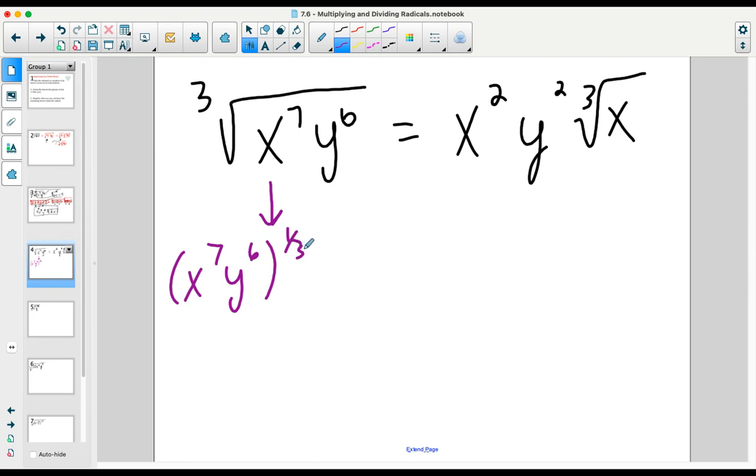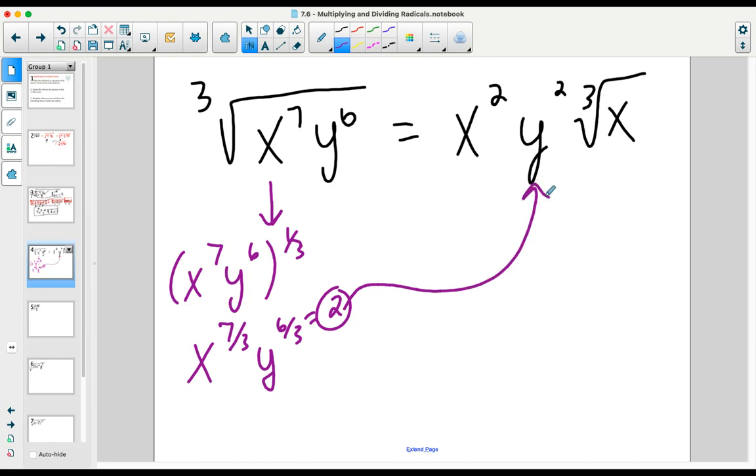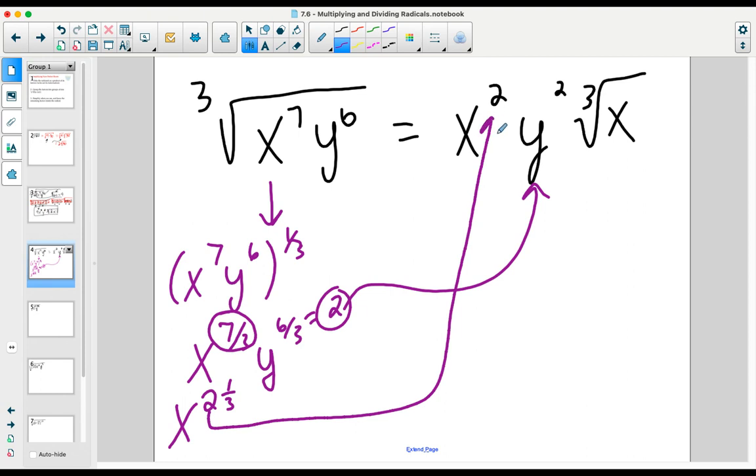And if we recall our power to a power rules, we get x to the 7/3, y to the 6/3. Well, 6/3 is easy, that's just 2. That's this 2 right here. 7/3 is a little bit tougher. It actually helps to think of it as a mixed number, 2 and 1/3. There's the 2, and there's the 1.